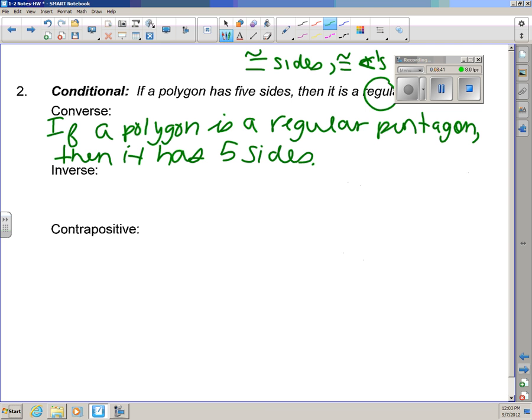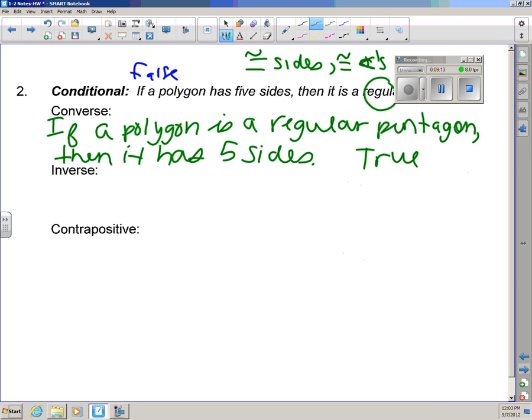Well, let's go back up to the beginning, which I didn't talk about the truth value for the conditional. If a polygon has 5 sides, then it is a regular pentagon. And that's not true. So this is false because it doesn't have to be a regular polygon. With 5 sides, it could be any pentagon I want. I don't have to have equal sides and equal angles. When I do the truth value for the converse, if the polygon is a regular pentagon, then it has 5 sides. So that would be true. If it's a pentagon, of course it has to have 5 sides.